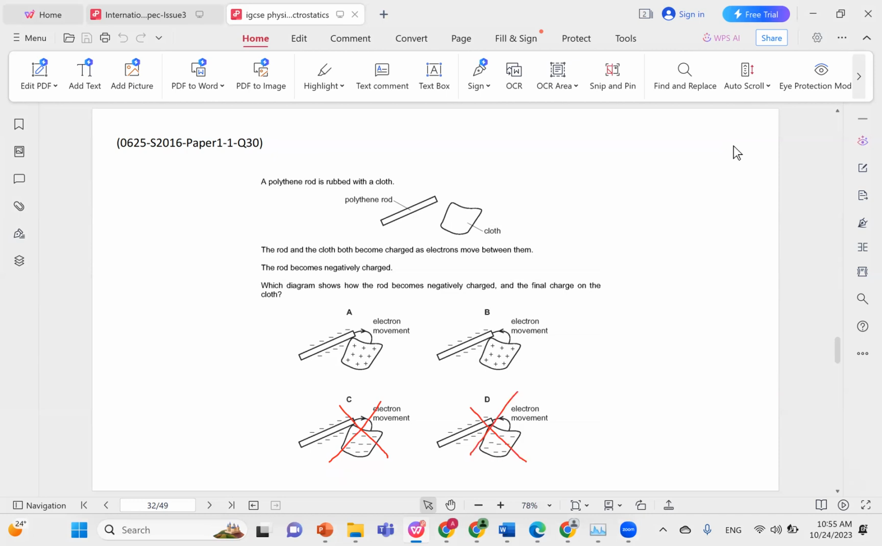And from where do the electrons move? Well, they have to move from the material that became positively charged to the material that became negatively charged, because being negatively charged means it has more electrons than protons. So it must have gained electrons, right? So the electrons must have moved to it. Therefore, we settle on choice B. The electrons moved from the cloth to the rod. Hence, the rod became negatively charged and the cloth became positively charged.